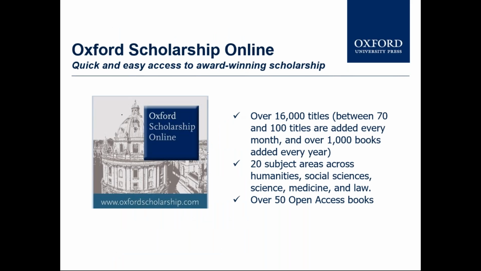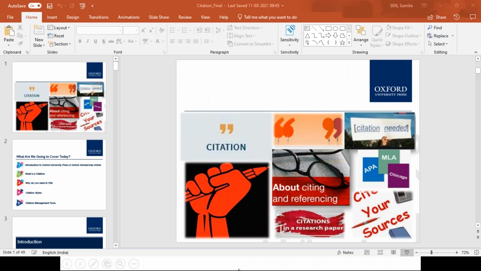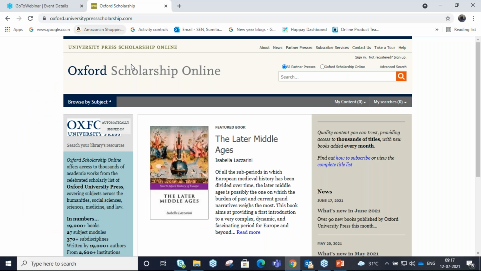So here we are. Let's go to the platform and talk about Oxford Scholarship Online. Let me just show you the platform. This is Oxford Scholarship Online. The URL to access this platform is oxford.universitypress.com. Now, what is Oxford Scholarship Online? It is actually a collection of ebooks. It's a collection of pure academic monographic content published only by Oxford University Press.